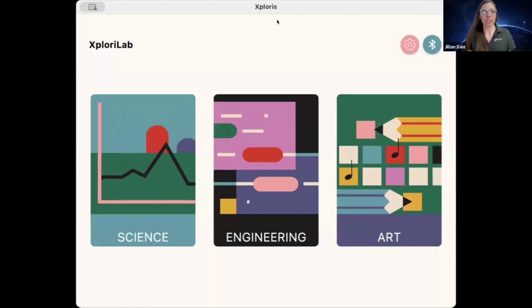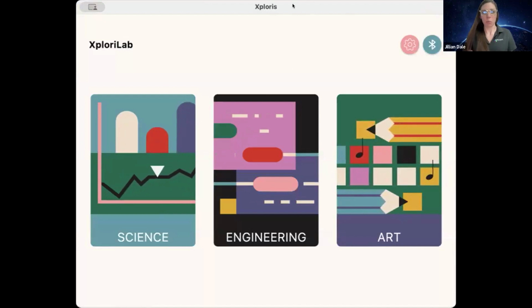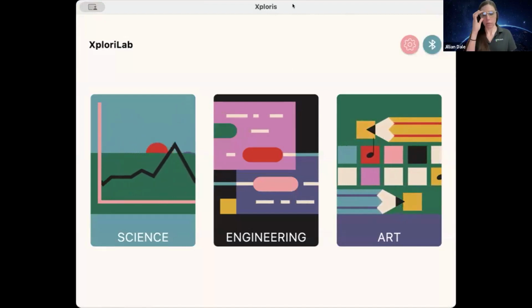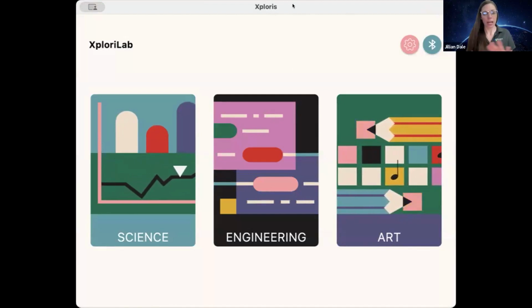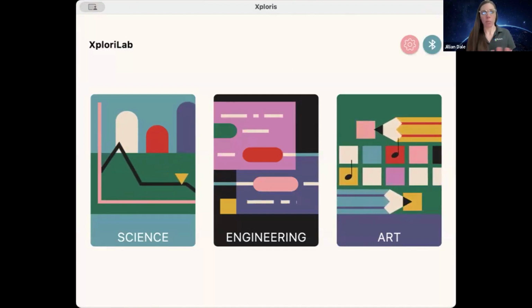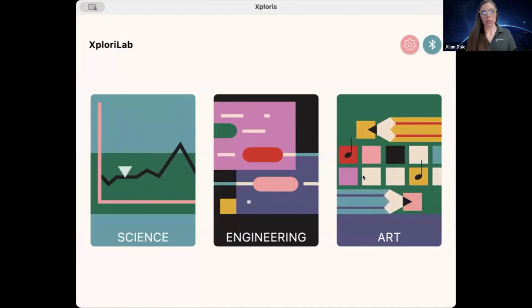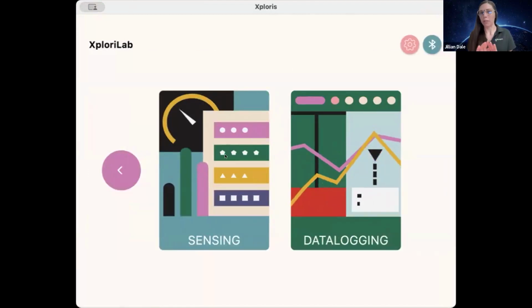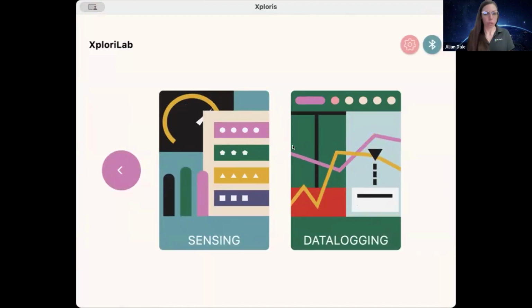Yeah, would love to. Okay, so this is the Explorers software, and this is more geared towards kindergarten through fifth grade level. There's a few reasons behind that. So you have a couple different modules that you can click on. The science module is going to be very, very similar to GlobiLab, but built a little bit more for elementary.